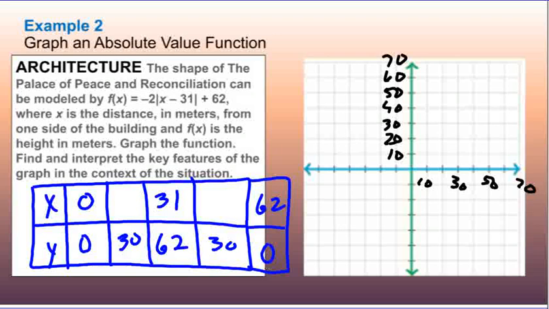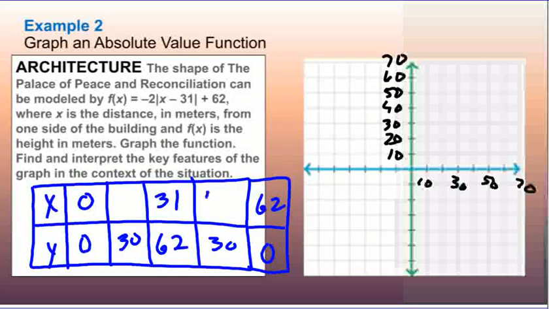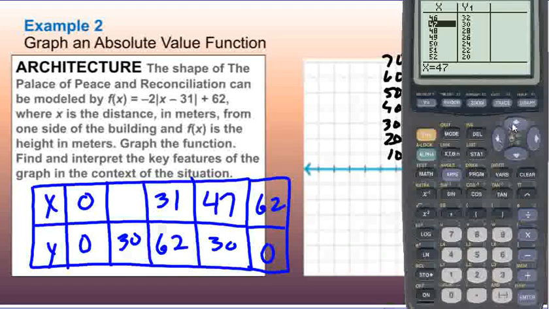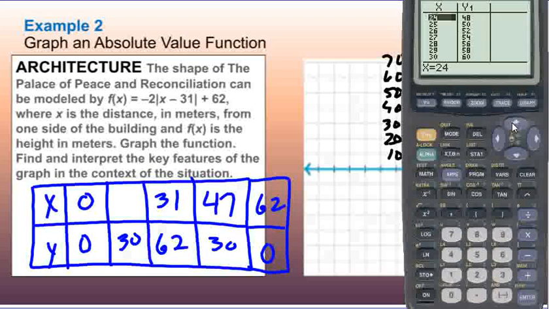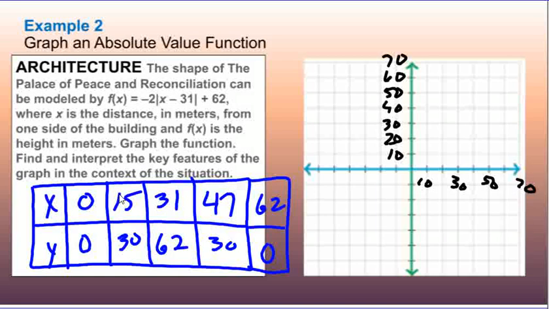So now if I come back to my calculator, when y is 30, scroll up. Here I have 47, so I can put 47 here, and then go back to here, find another time when it hits 30. Now I could have just done 60 and 60 as well. That's up to you which numbers you want to use.